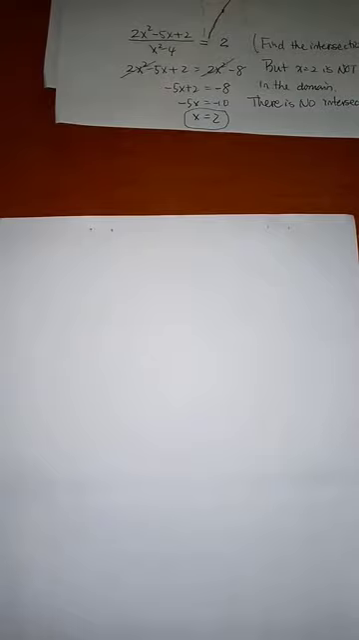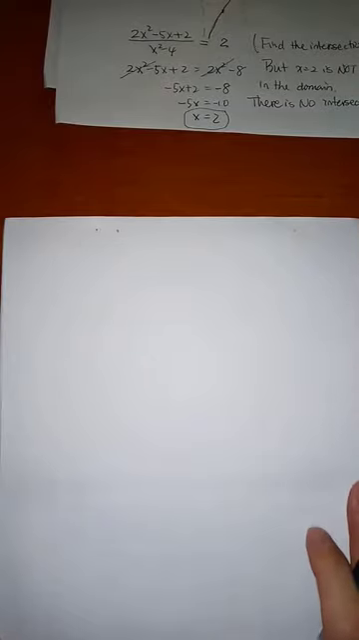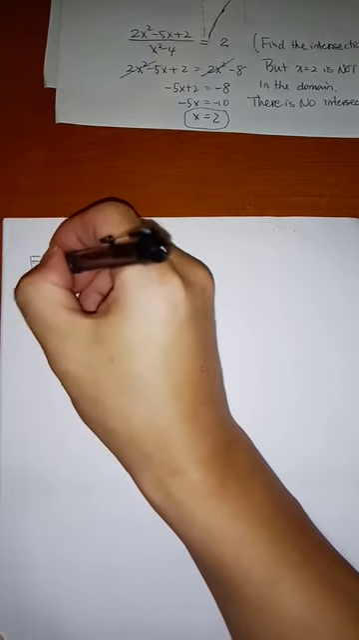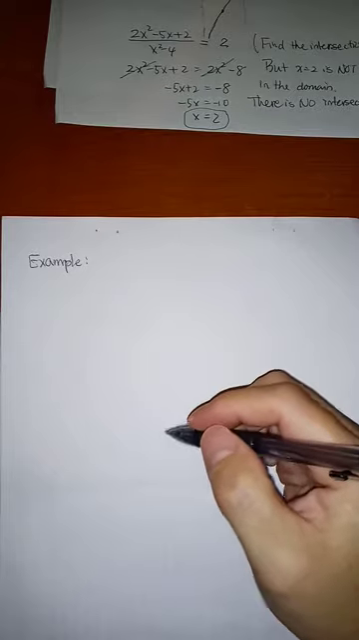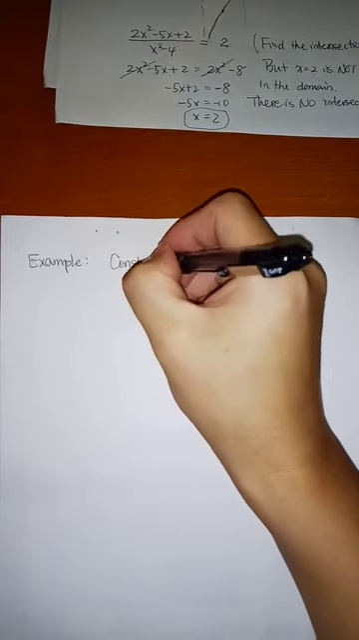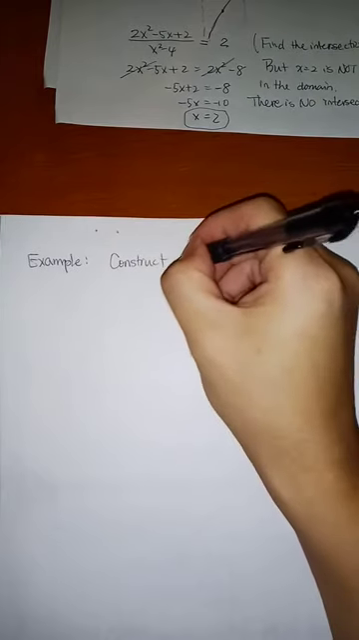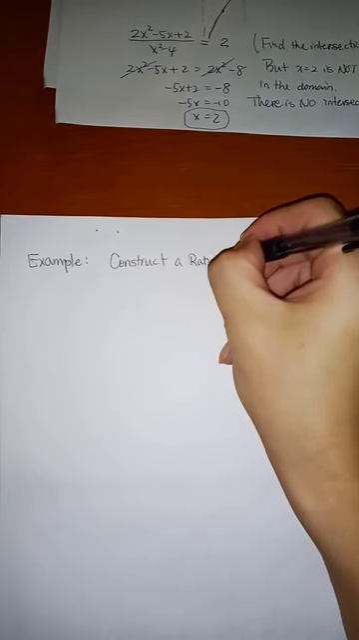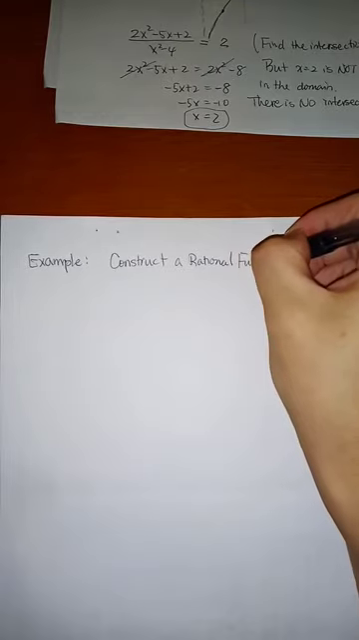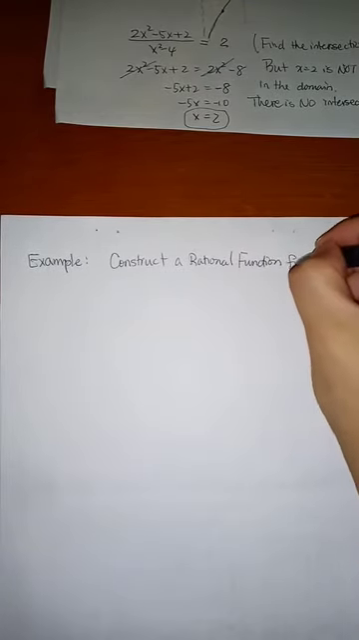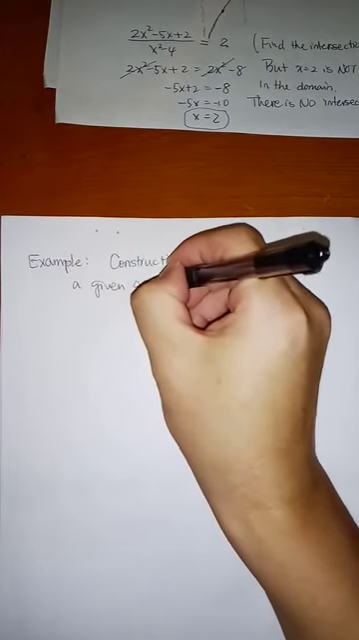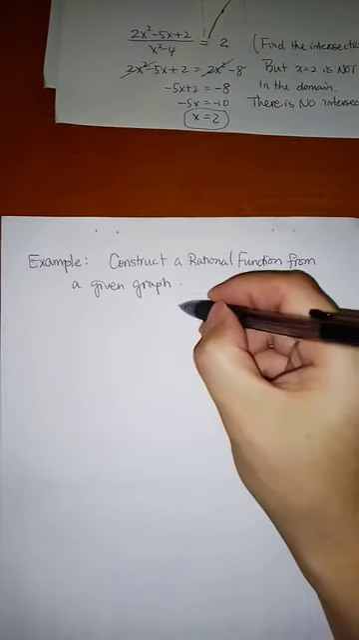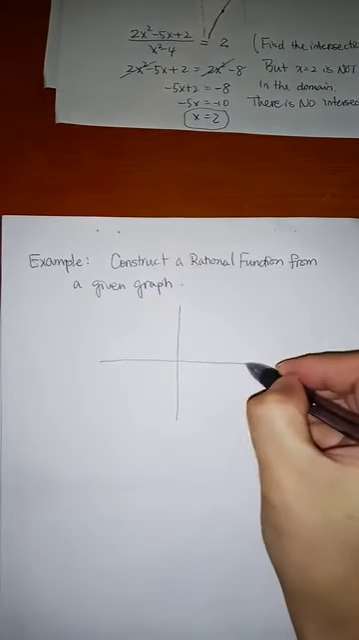Okay, let's see. Next, we study the problem from the different direction. We want to construct a rational function from a given graph. Okay, so construct a rational function from the given graph.